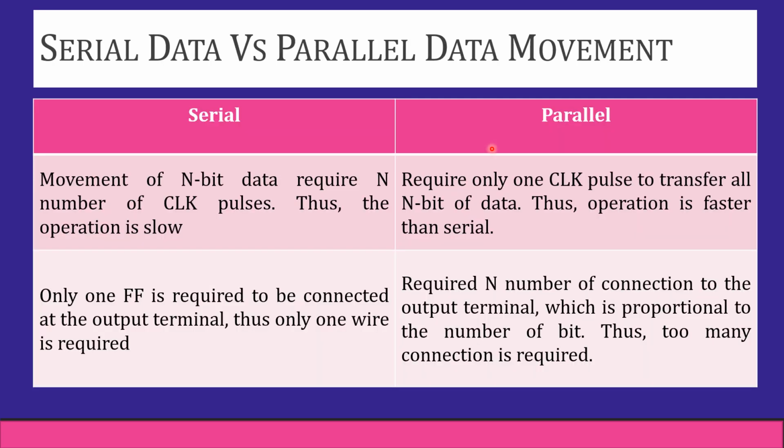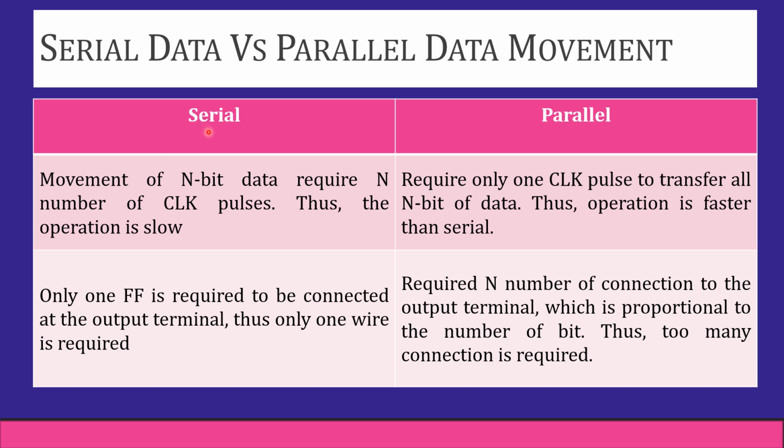Before moving on to the discussion about the PISO and PIPO shift registers, let us look into the serial data and parallel data movement. In the case of serial data movement, if you want to move an n-bit data, it requires n clock pulses. That is, if you want to move a 4-bit data, it requires 4 clock pulses. And so this operation is very slow compared to the parallel data. In the case of parallel data movement, it requires just 1 clock pulse to transfer all the n bits of data. And so this operation is faster than the serial data movement.